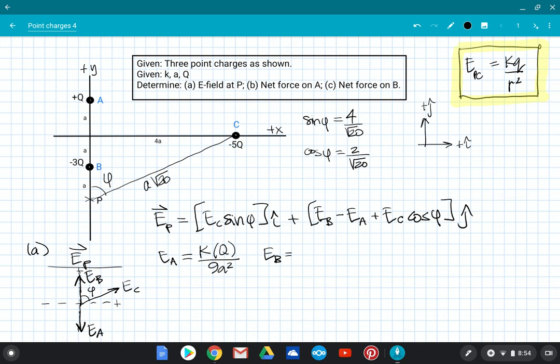Electric field at P due to particle B: K, magnitude of particle B charge, which is 3Q, and then the distance between B and point P is just A, so that gets squared in the denominator. Finally, C: magnitude of charge C is 5Q, distance is A root 20, that gets squared, so I end up with 20A squared. So those are my magnitudes, and I'll just go ahead and simplify this one.